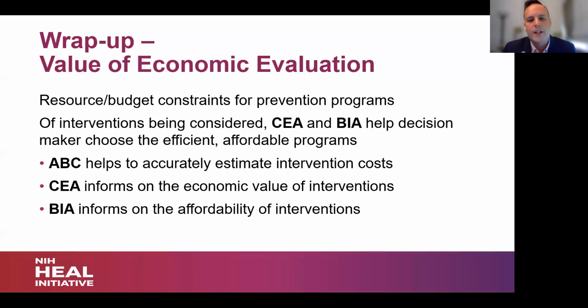So as with all funding decisions, there are resource constraints for prevention programs as well. When choosing among a set of preventative interventions, CEA, cost effectiveness analysis, and BIA, budgetary impact analyses, help the decision makers to choose the efficient, affordable programs that can be funded. And a decision maker may have additional factors of consideration, as you might imagine, in such decisions, such as the subpopulations of interest that need to be targeted.